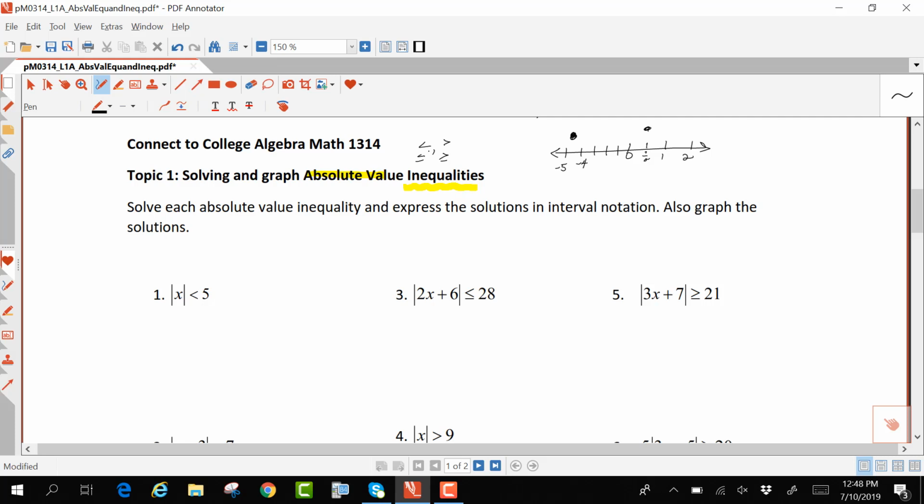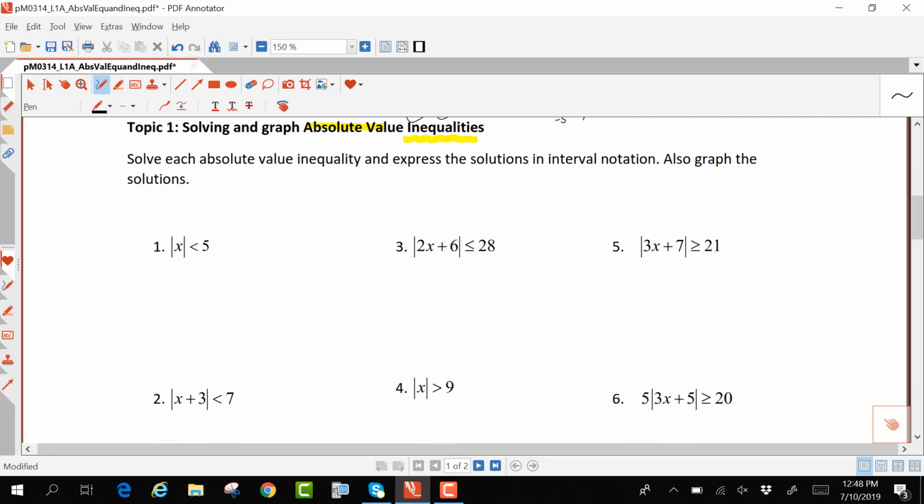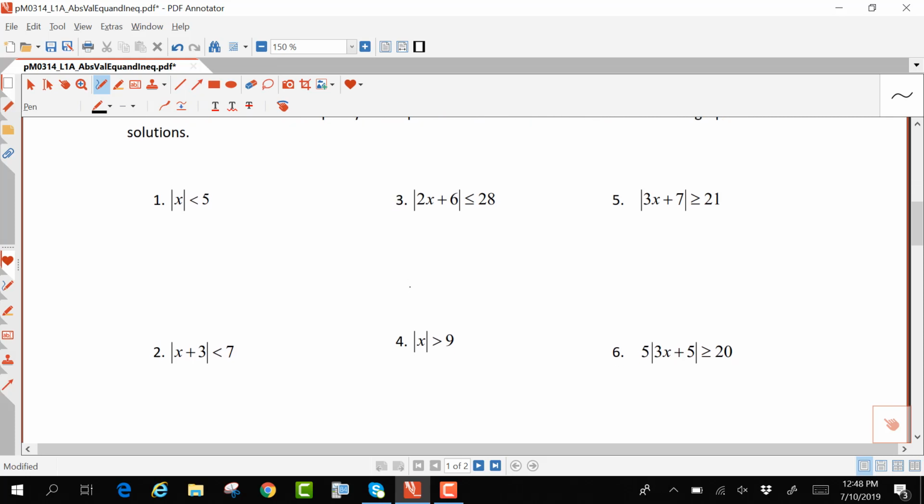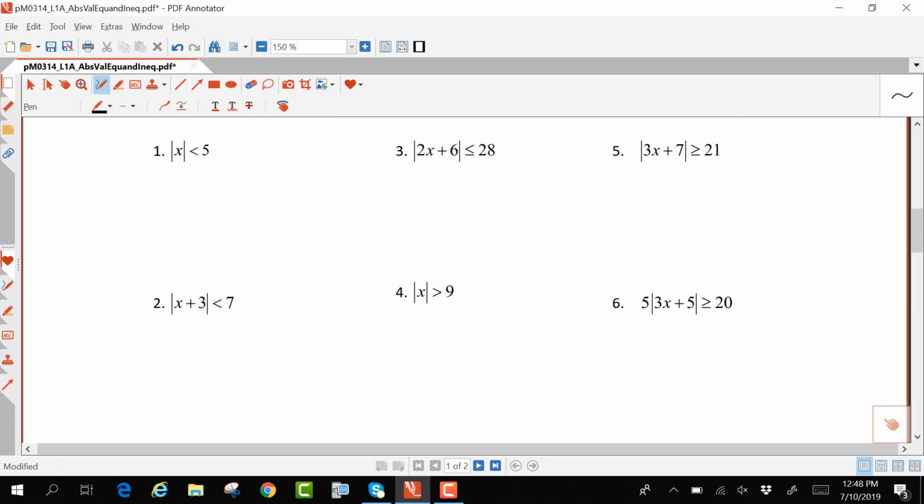Now, the less than symbol is worked differently than the greater than symbol in absolute value inequalities. So you need to divide this topic into two sections in your mind and note that there are two different methods of solving when you have the less than symbol with the absolute value versus the greater than. Personally, I think the less than is easier. So I'm going to do the less than examples first.